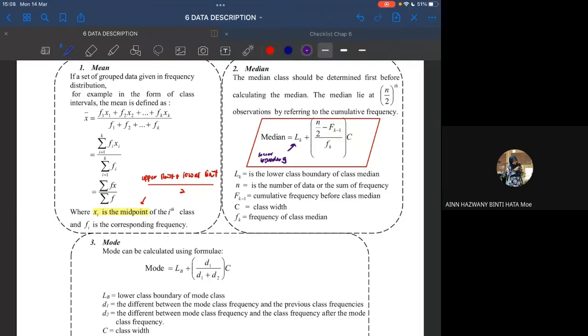Okay, so this is F besar ialah cumulative frequency. Which means this represent cumulative frequency before. Frequency before. And this represent the frequency of the class. And this is your class width ataupun class size. Okay. Untuk cari class size pula ialah upper boundary minus lower boundary. Upper boundary minus lower boundary. Okay.